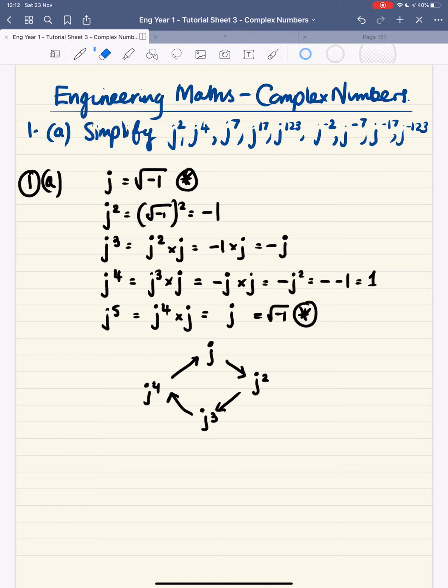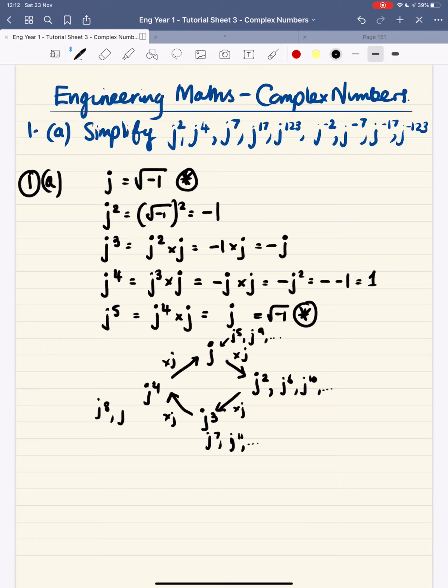Each of these, as we times by j, so that is j, that's also j to the 5, and j to the 9, because j to the 4 is always 1. So this is going to be j6, j10, etc. This is going to be j7, j11, etc. This is going to be j8, j12, etc. You can add on multiples of 4.